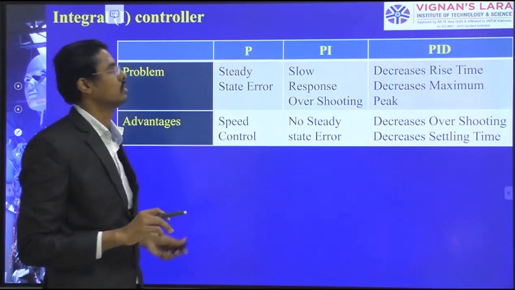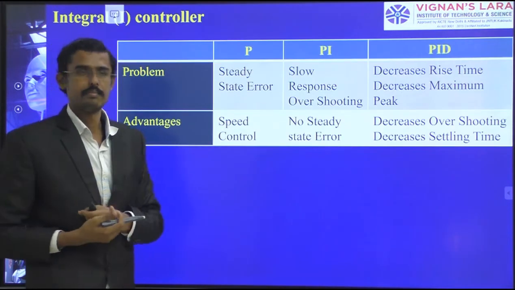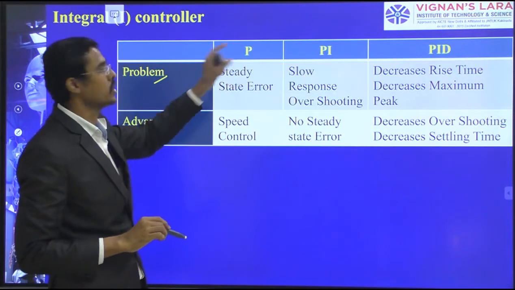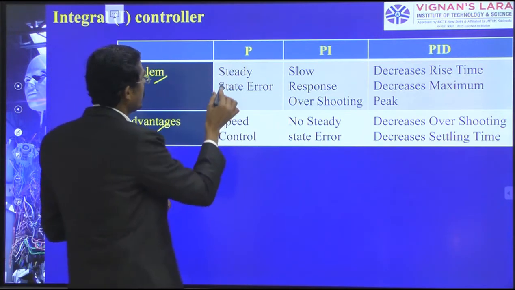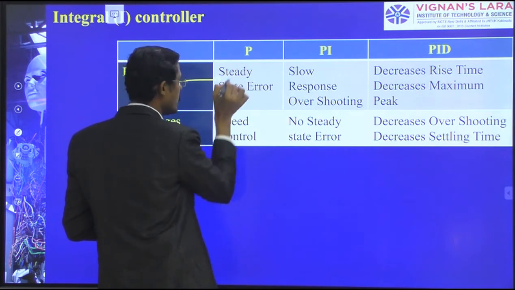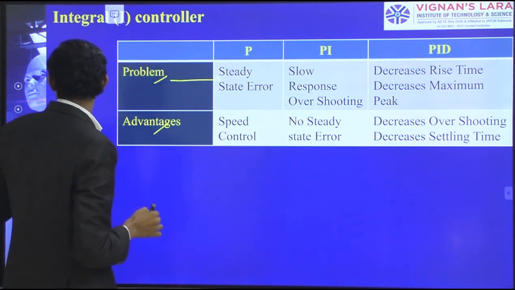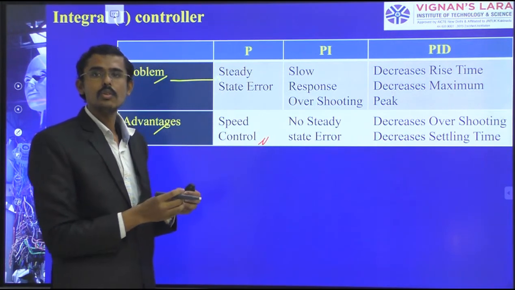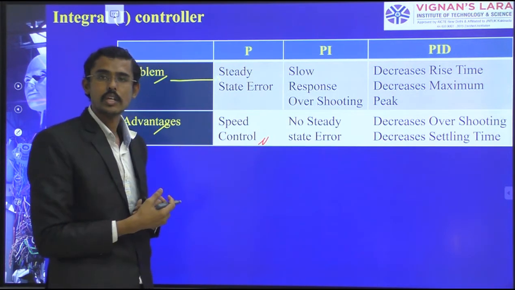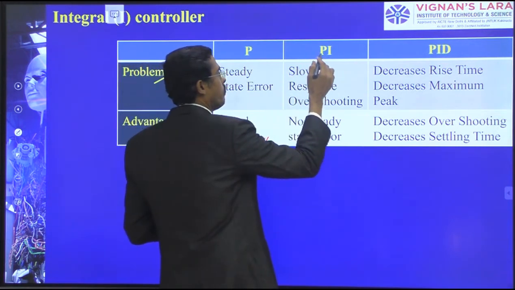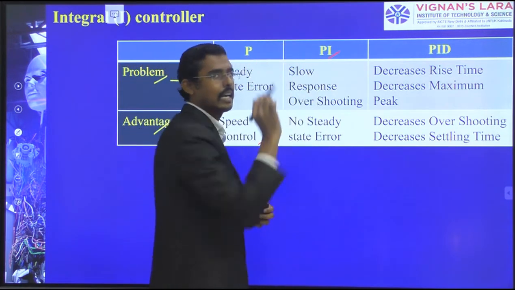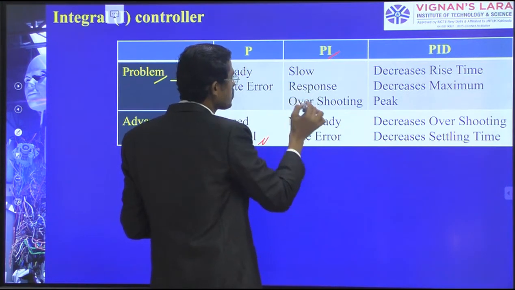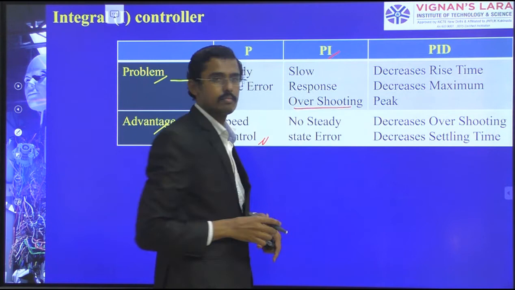I am comparing this now. You see, I have to compare the problems and advantages I have taken. The proportional controller has the problem of steady state error, but it has the advantage of speed control. 2, 5, 10, we are giving as input here. Proportional along with integral I have added. Now it means a slow response and overshooting.